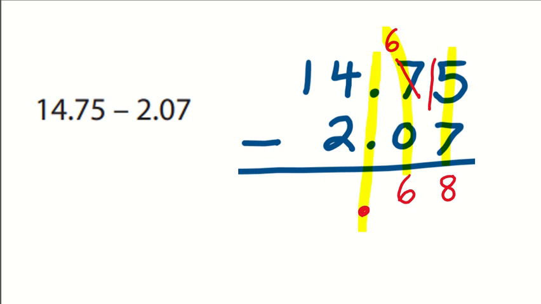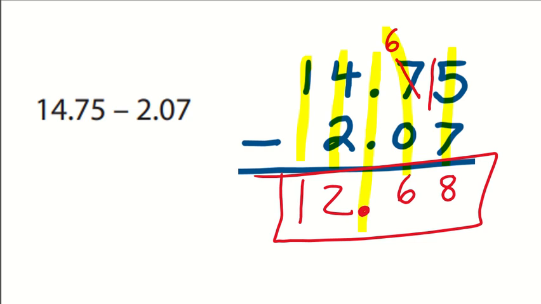We've brought the decimal directly down. We can now move on to the next column. 4 subtract 2 is 2. And then 1 subtract nothing is 1. And there you have it, folks. The difference is 12.68, or 12 and 68 hundredths.